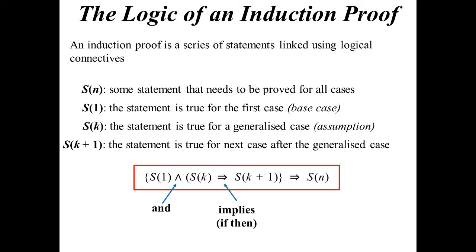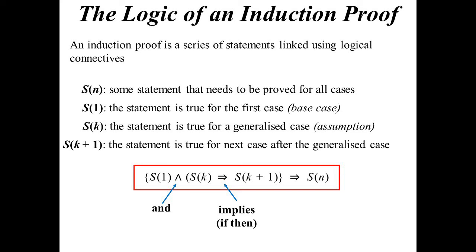So if you've got all those conditions met, right, you know the first case is true, you've assumed that, so you've got these two things, but if from those two things you can imply, so there's your if-then statement, if you can imply then that k plus 1 is true, then from that whole thing, you can then imply it's true for every case. And that's the induction. You induce it's true for every case.